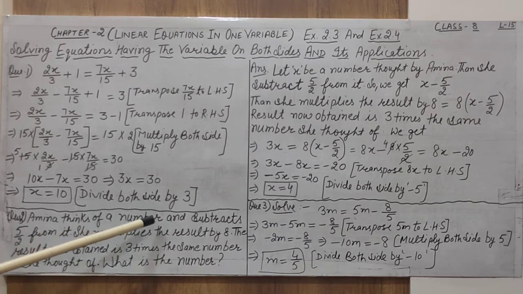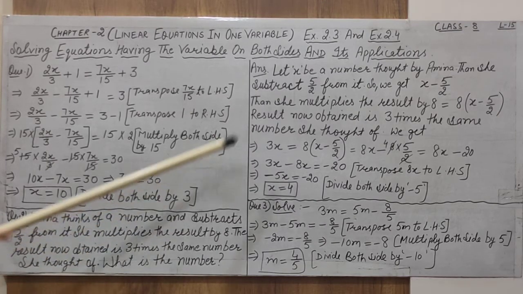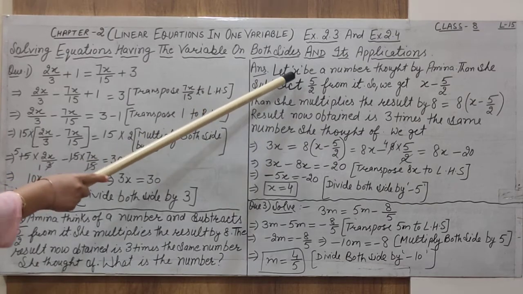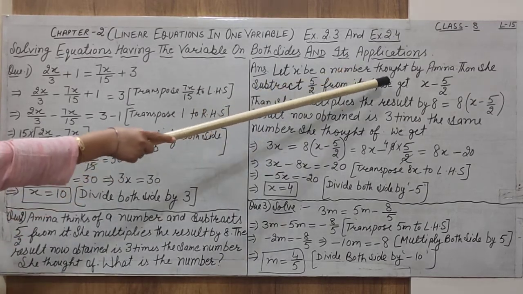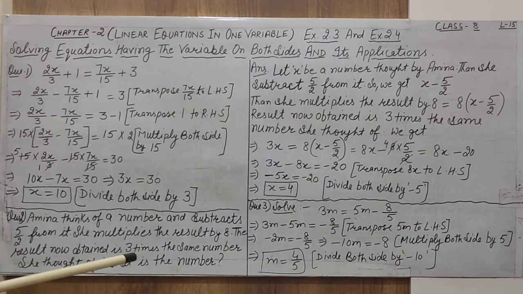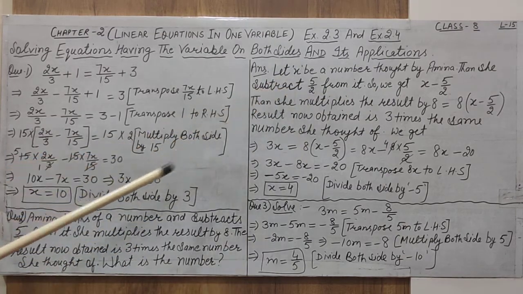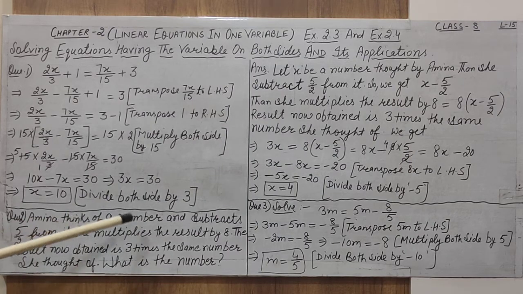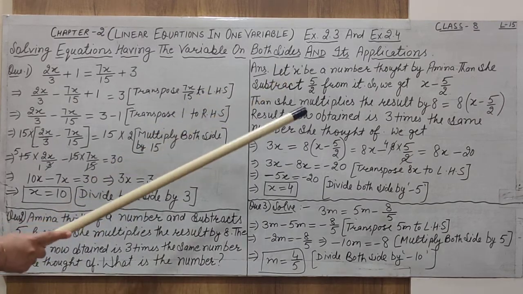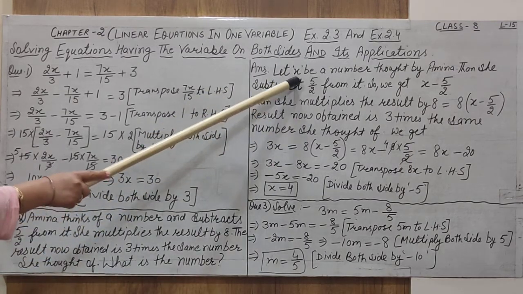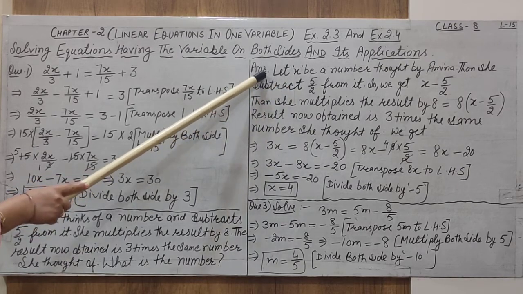Amina think of a number. Alright, let x be a number thought by Amina. You can select x, you can select y, any variable, because it is given Amina think of a number and that number you have to suppose with a variable. Now this is only the first statement.